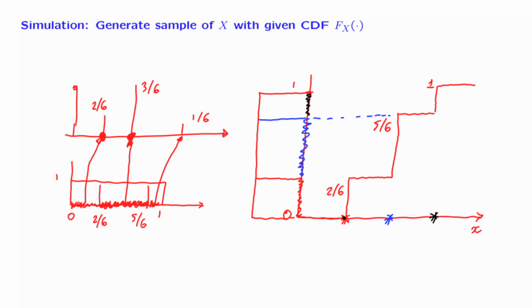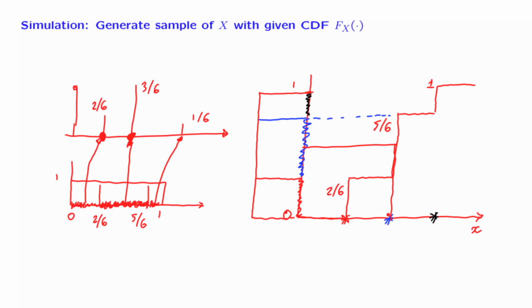So what's a graphical way of understanding what we are doing? We're taking the CDF, we generate a value of the uniform, and then we move until we hit the CDF and report the corresponding value of X. It turns out that this recipe will also work in the continuous case.